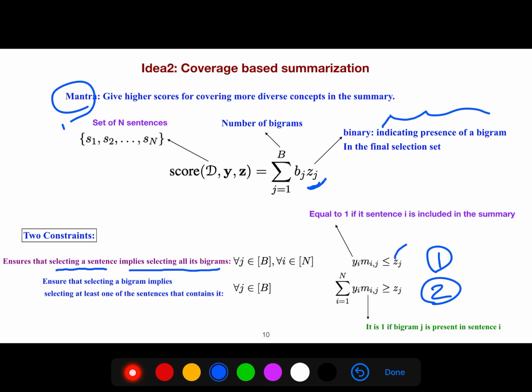So if M_ij is 1, it means that bigram j is in sentence i. Bigram j is in M_ij. If it is 1, then it is in sentence i.